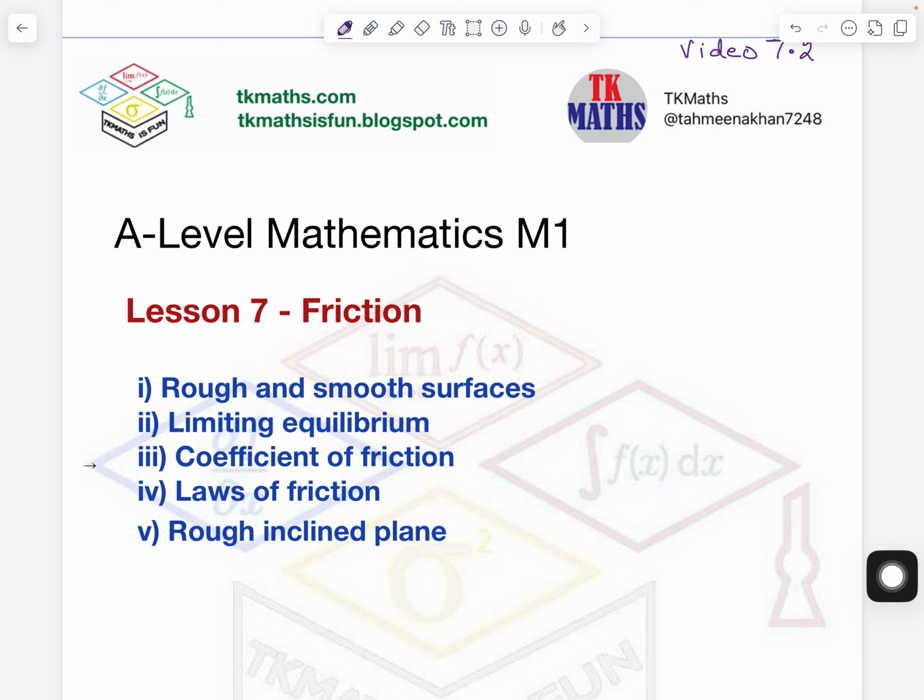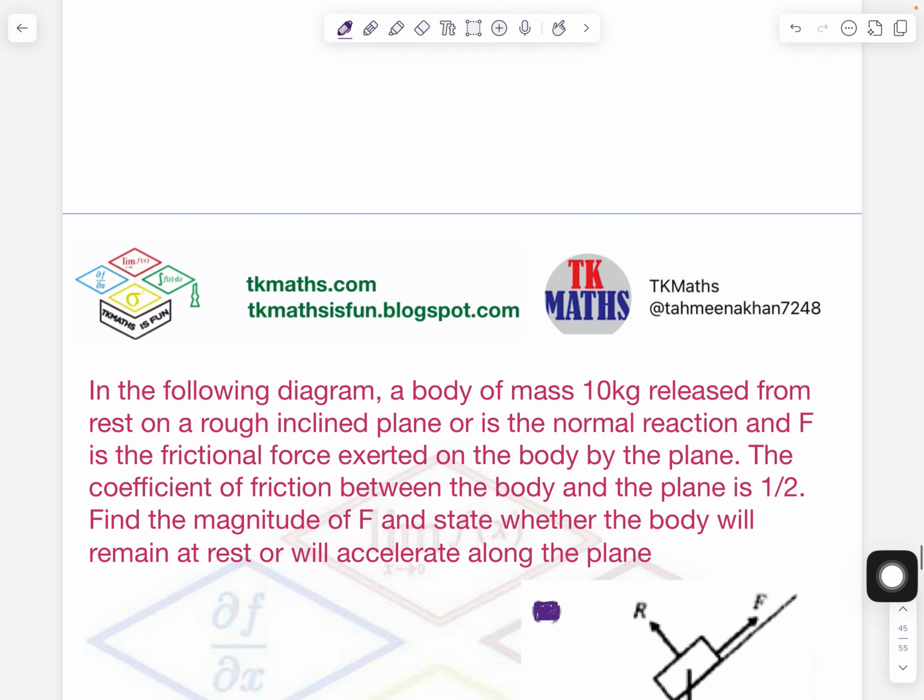Today's video is in continuation of the lessons of A-Level Mathematics M1. The topic is friction. This is video number 2 on this topic, and we will focus on the objects which are lying on the inclined rough surface. So let's start with this question.